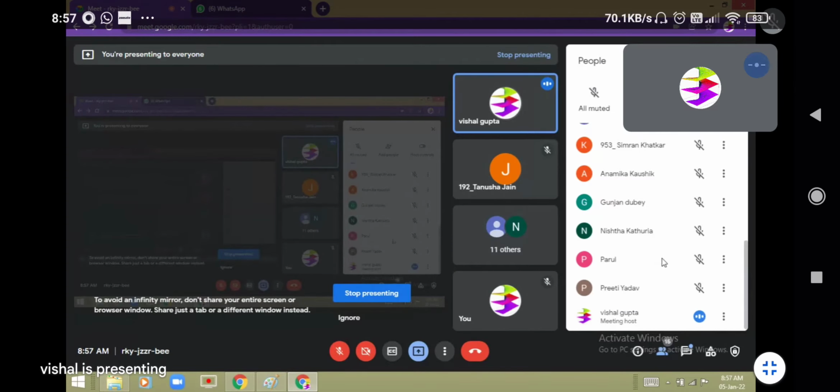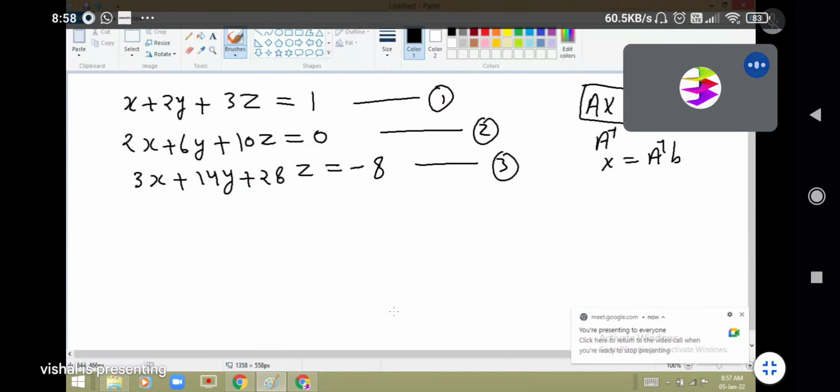Who will tell me? Anamika, Anamika, please turn on your mic. Yes, please tell me any other method to solve this system of equations. Very simple method, besides these two methods. It's very easy. Okay, let me know. I am going to tell you.